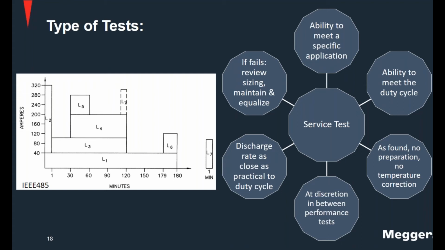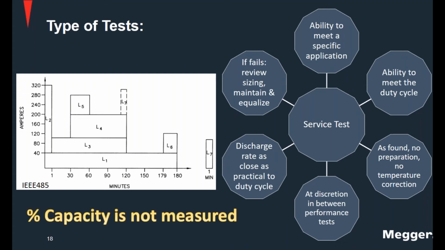That will be the very first question I would ask if I see that there's a problem or the test didn't meet the duty cycle. Probably there were some loads added to the system that were not considered in this load profile, and then you need to resize the battery, or also check the maintenance practices, and probably equalizing the battery would help in solving the issue. Again, capacity is not measured during this test. You just run the test to see if the battery is able to supply the load.